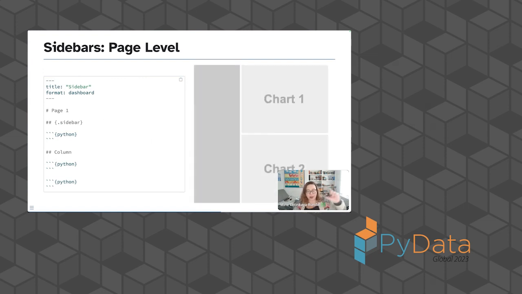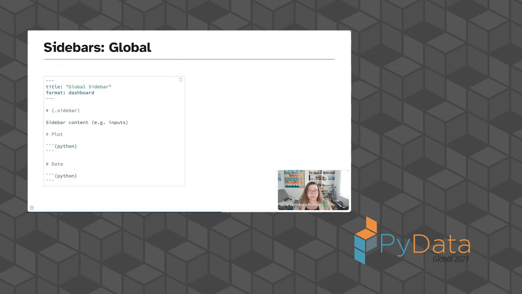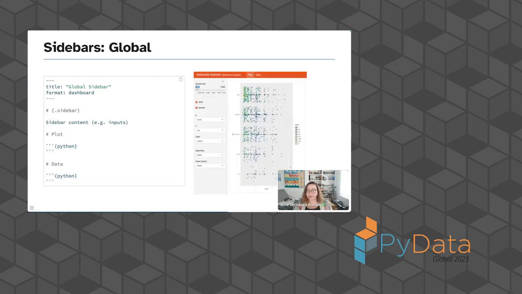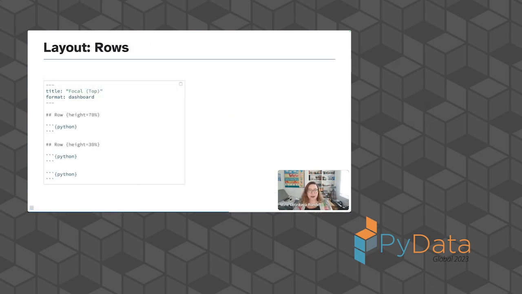And then second level headings divide up your page into multiple areas, which are going to be these cards where you can see the visualizations. We can have a global sidebar, again, with a first level heading with a sidebar class. So that's something that would look like this, as I said, particularly handy for interactive dashboards.